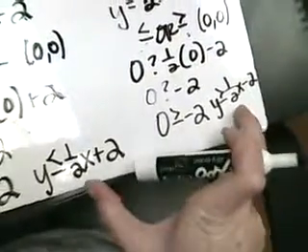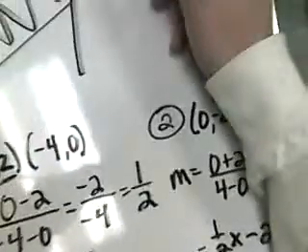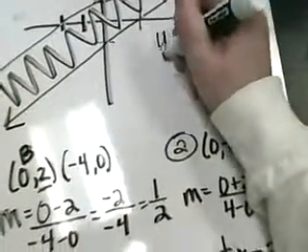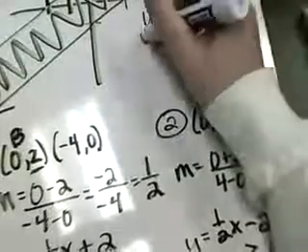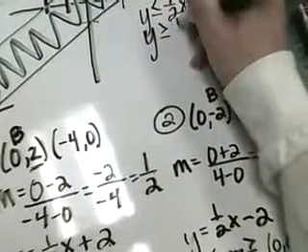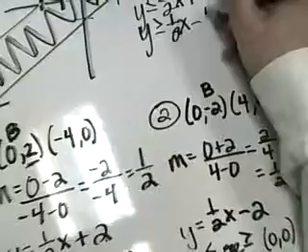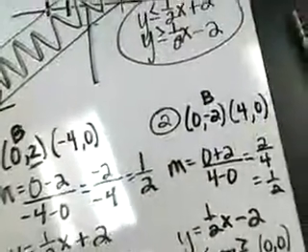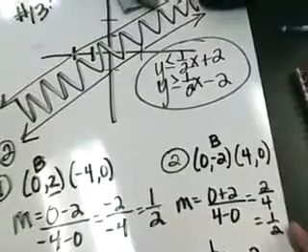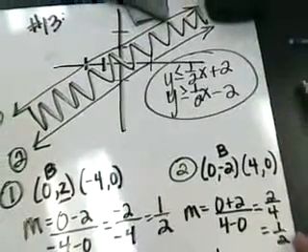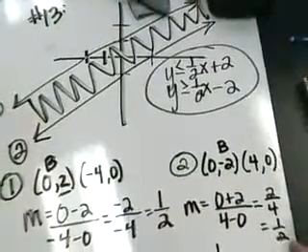Now I've got to put these two guys together. So my final answer would be y is less than or equal to 1/2 x plus 2, and y is greater than or equal to 1/2 x minus 2. There's my final answer. Okay? Whew, I know, that's a little bit harder than graphing.